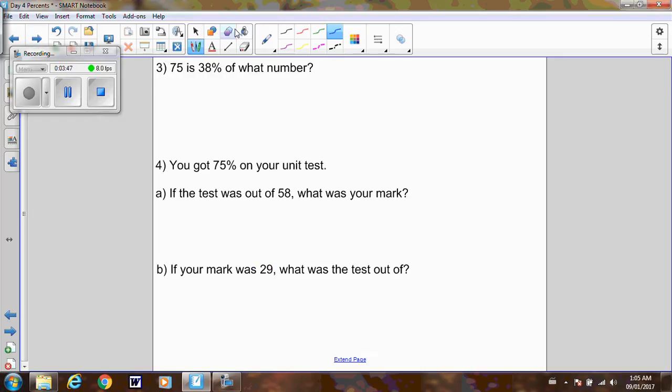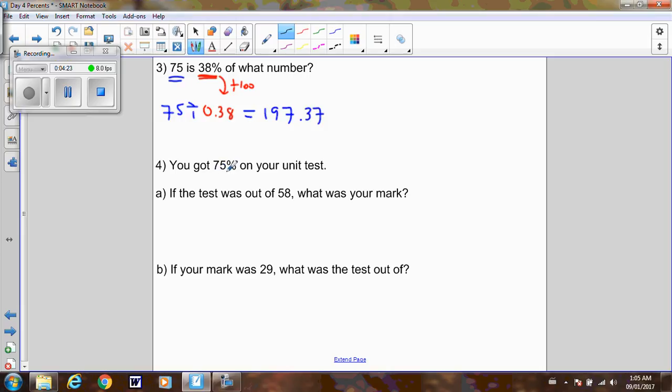So the next question here, 75 is 38% of what number? Same as before, we're going to convert this number into a decimal. If you divide 38 by 100, you're going to get 0.38. And what you're going to do next is take this number 75, and remember what we do? We divide it by 0.38. If you did that, you're going to get 197.37. Fairly straightforward.